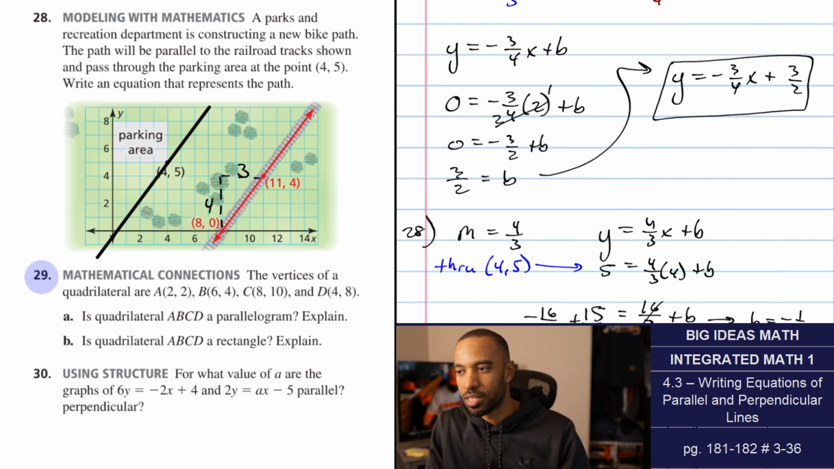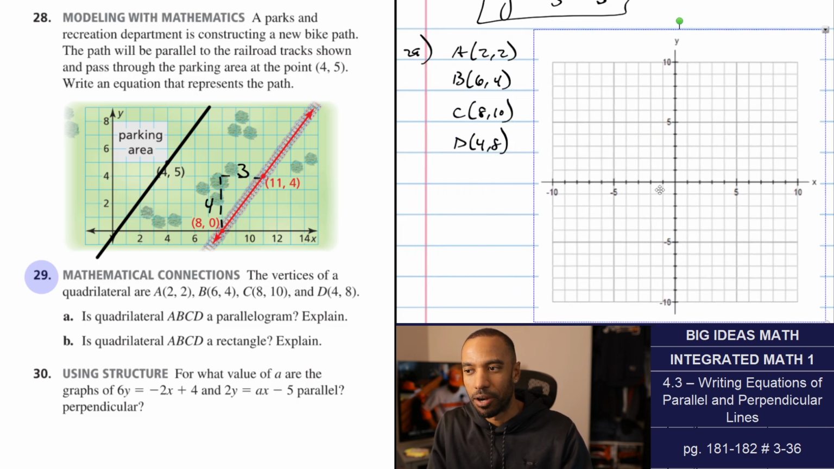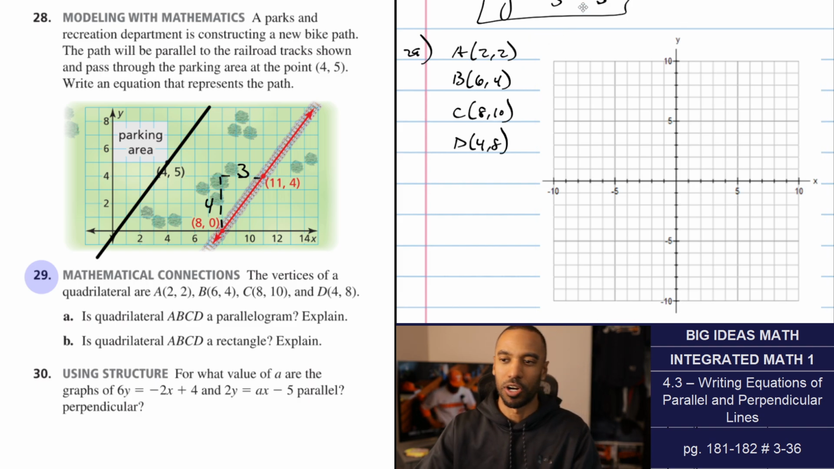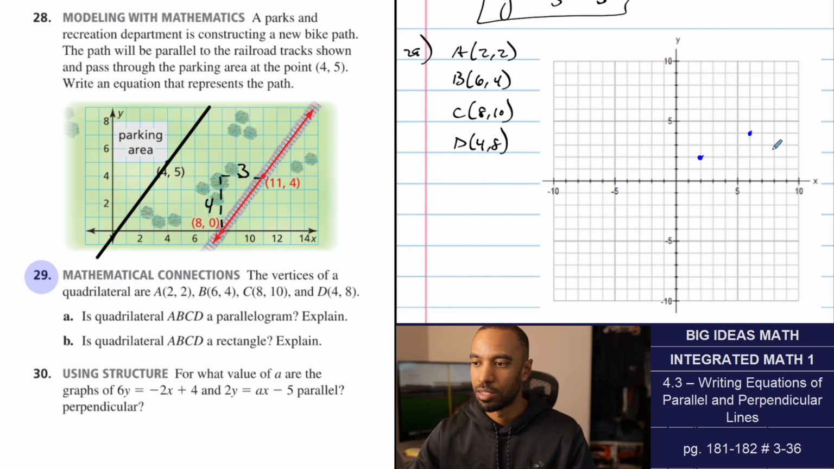One reason I might like to use the graph is to make sure that the quadrilateral is in the order that I'm expecting, A, B, C, D, but I don't know for sure, so I kind of just want to plot them first. Here's A, here's B, here's C at 8, 10, and here's D at 4, 8.